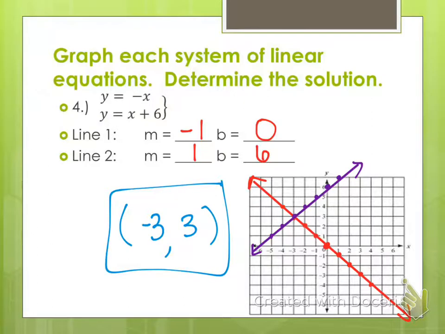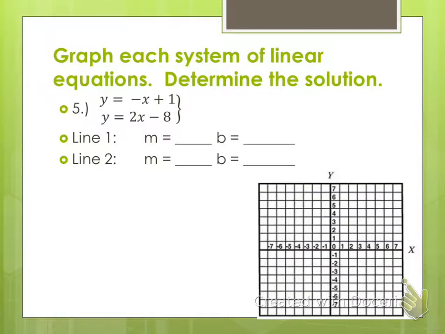And just like we did on examples 1 and 2, we could check this solution in that system. These are the two equations we would use. This would be the XY pair that we would plug in. And if we were to plug it in, we would find out that it works for both equations. All right, number 5. We need to identify M and B for both of our lines again.